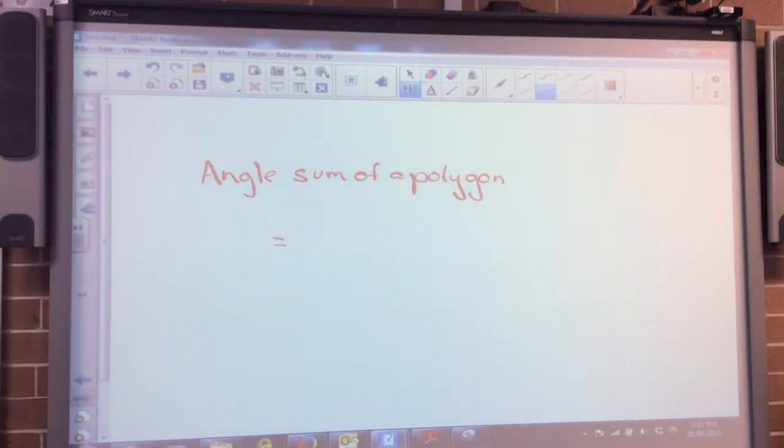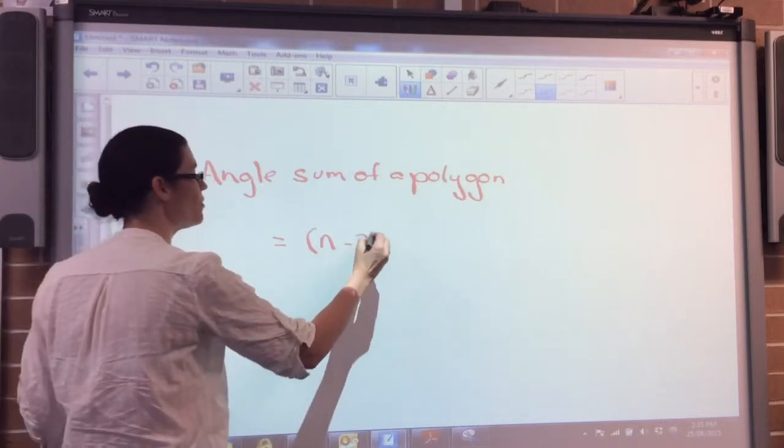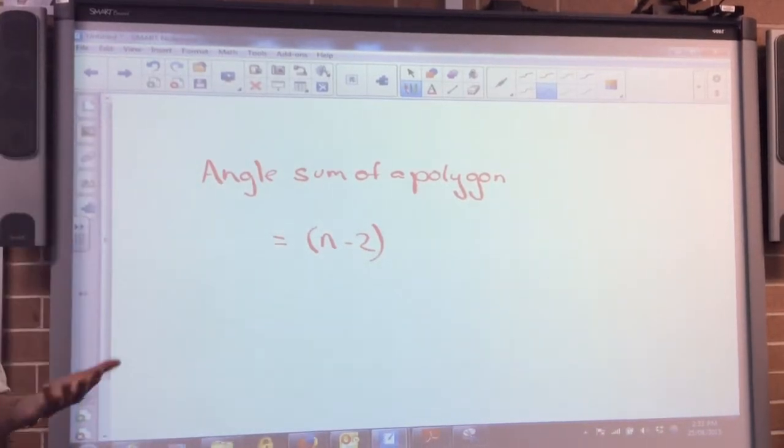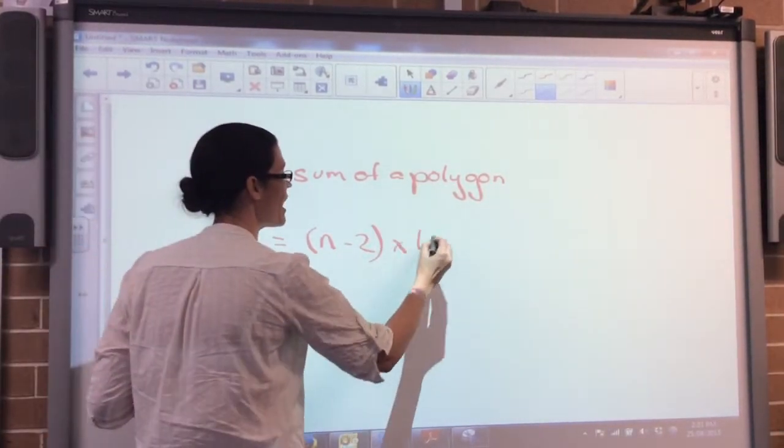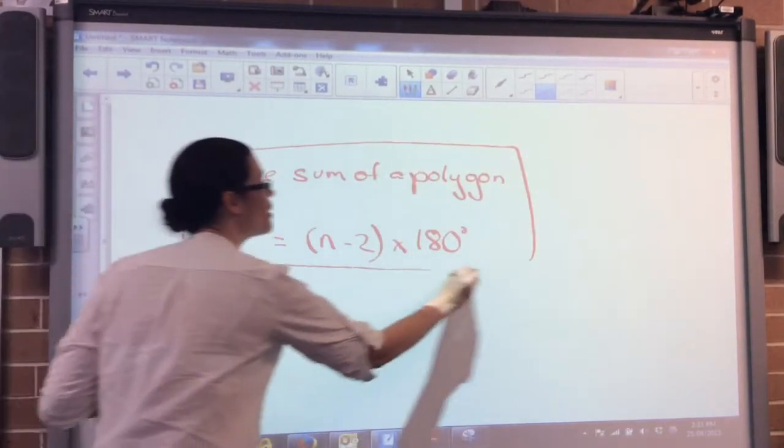So what we did, first of all, we need the number of sides. We're going to call that the letter N for number. And we have to take away 2, because there's always 2 less. So it was N minus 2. And then we're just going to multiply by 180. And that gives me the angle sum of any polygon.